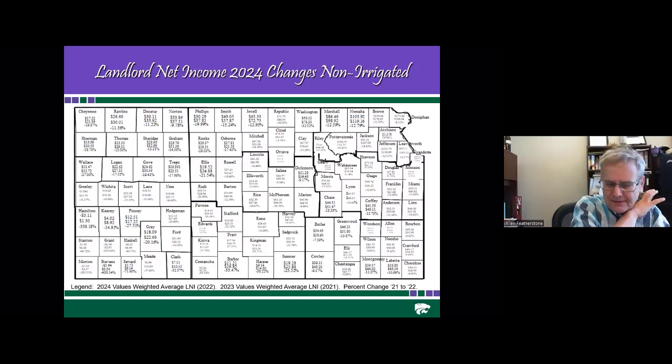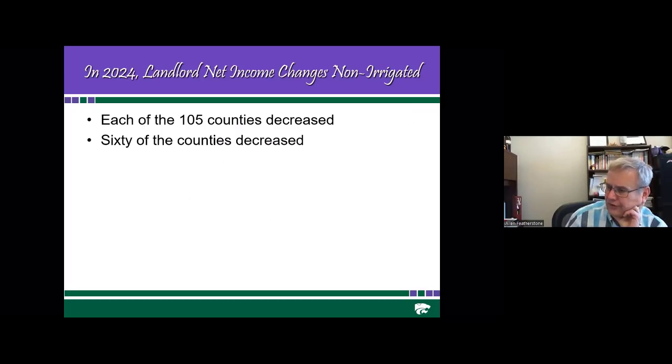This is kind of a map, and it's kind of difficult to read in terms of where the counties are. I summarized this, but one of the things that is important to realize is that statewide, on a non-irrigated basis, everything is going down. That's a little bit different than the pasture. From a non-irrigated space, in each of the counties from 2023 to 2024, the LNIs decreased.